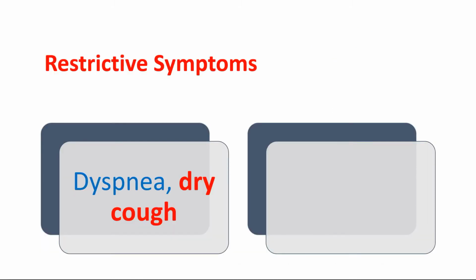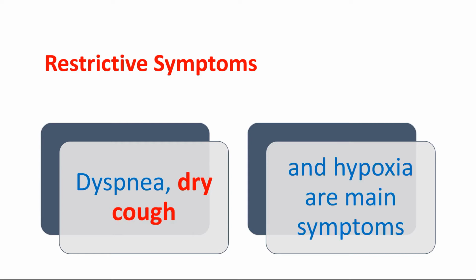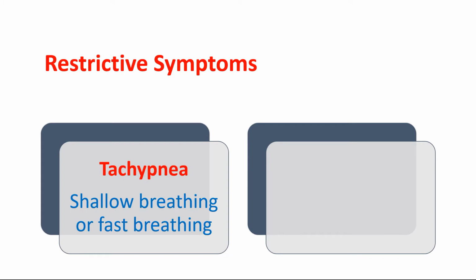Dyspnea and dry cough. The cough is a dry cough because in this restrictive condition, the lesion is interstitial. It has nothing to do with the bronchi. The lesion is interstitial fibrosis. So the cough is a dry cough. Dyspnea, dry cough, and hypoxia are the main symptoms.